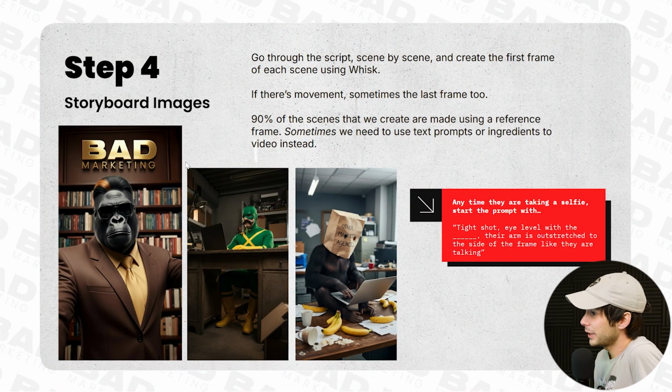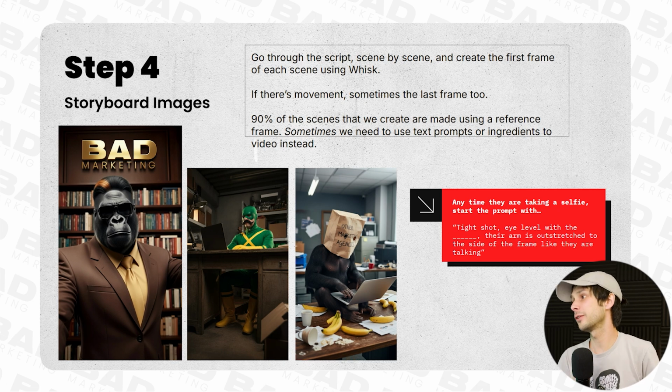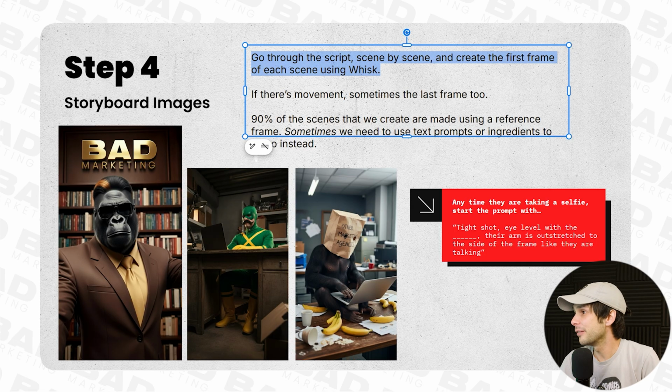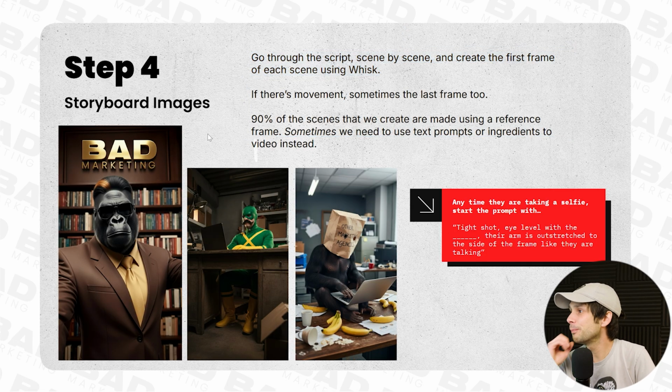We should have now a really good idea from step 2, exactly what we want to have happen in our video, as well as all the character dialogue. So what we're going to do here in step 4 is we are going to create basically a shot list, a storyboard for each scene from your script. So you go through your script scene by scene and create the first frame of each scene using Whisk. If there's movement, sometimes you want to do the last scene too.